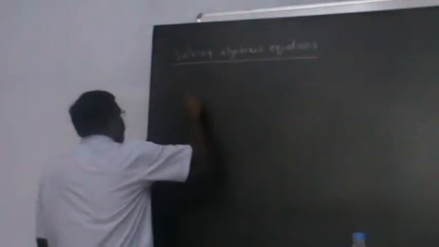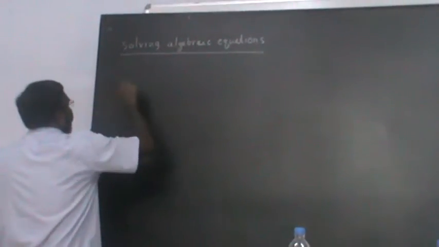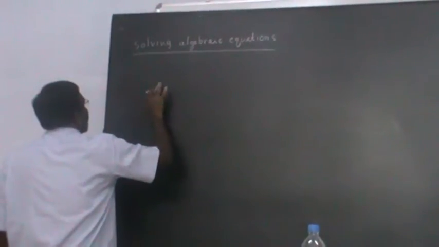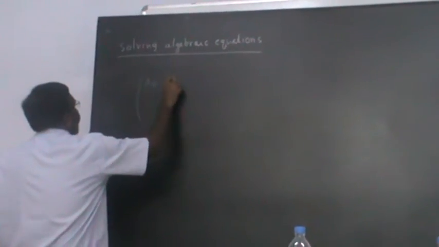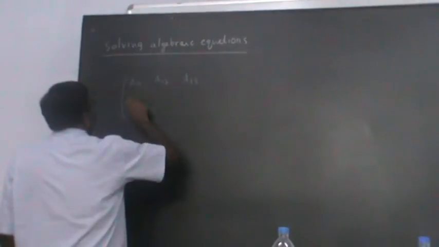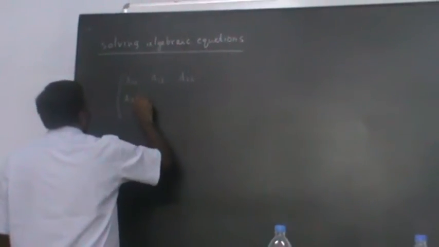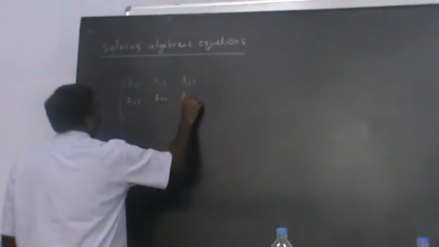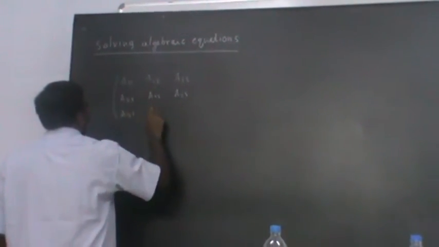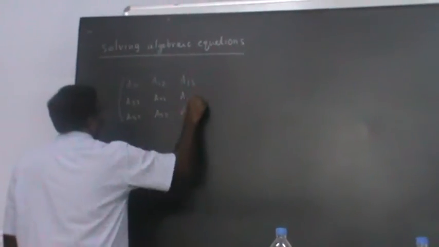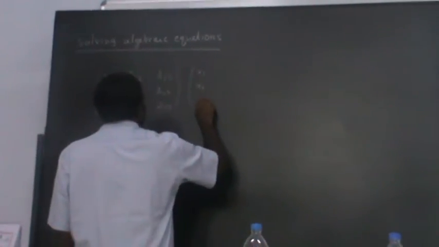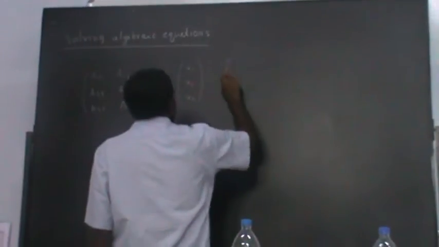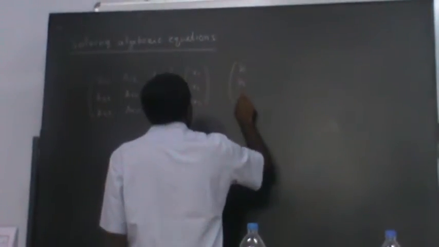Let me first discuss one simple method. Let me once again consider the simplest 3 by 3 case: A11, A12, A13, A21, A22, A23, A31, A32, A33 times x1, x2, x3. This equals the right-hand side, V1, V2.